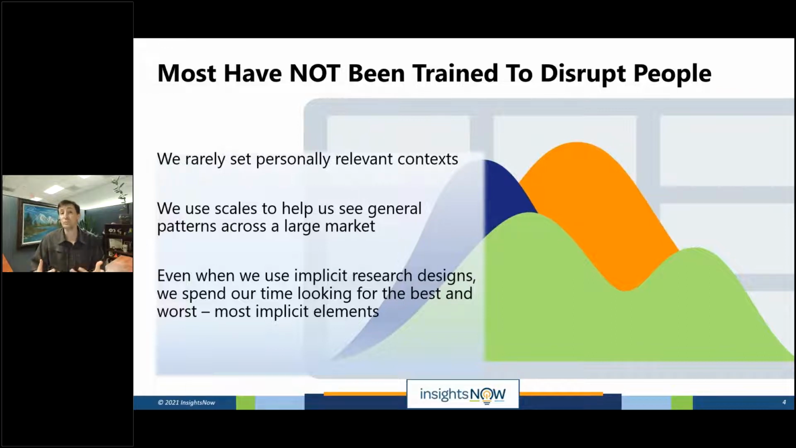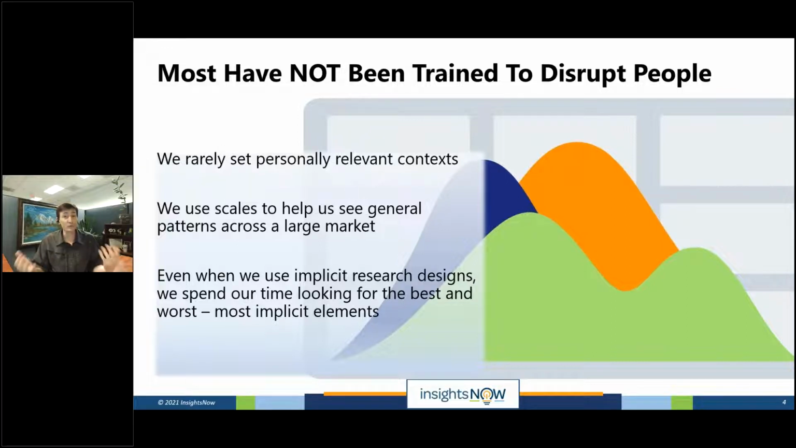Even when we do use implicit and explicit research designs, we're often spending most of our time looking at what was a strong high implicit score, which ones had better overall scores, and again, looking for patterns that align with nudging people along. That's our intuitive first stop. And there's nothing wrong with that. It's just that we need to know, when are we nudging, when are we disrupting?